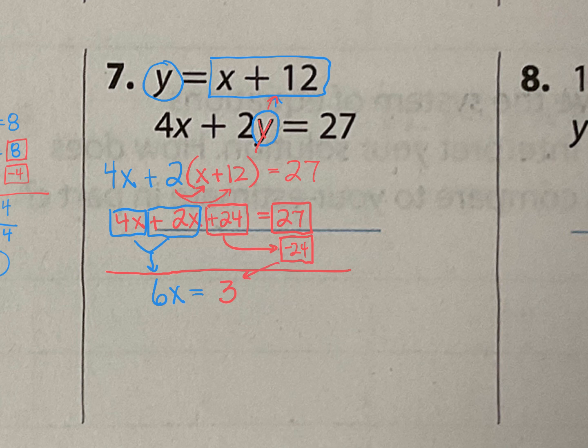All right, I got to divide by 6, so we get a 6 on top, a 6 on bottom. That gets rid of that. x equals 3/6. Or I can say this is 3 times 1 and 3 times 2, and the 3's get rid of each other. This is just 1/2. So x is 1/2.